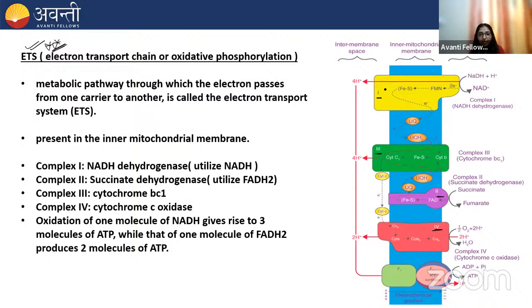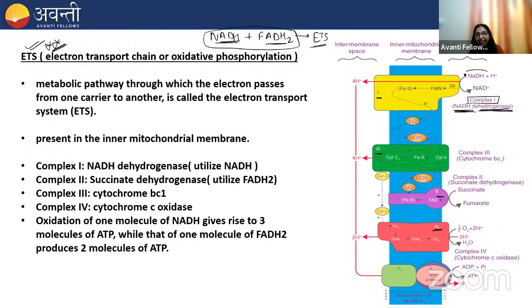Complex 1 is NADH dehydrogenase. This ETS will utilize the products of the Krebs cycle, which are NADH and FADH2. Remember, these two are the products of the Krebs cycle. CO2 and GTP are also formed there, but this NADH and FADH2 will move into the ETS, the electron transport chain.